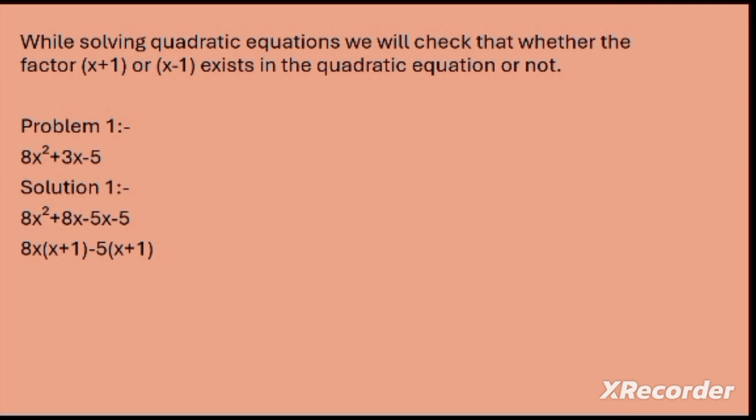So the x plus 1 is common. The x plus 1 is multiplying with 8x, and this x plus 1 is also multiplying with the minus 5. So our next step will be x plus 1 multiplying with 8x minus 5. So these are the two factors which we will get after solving this particular quadratic equation.